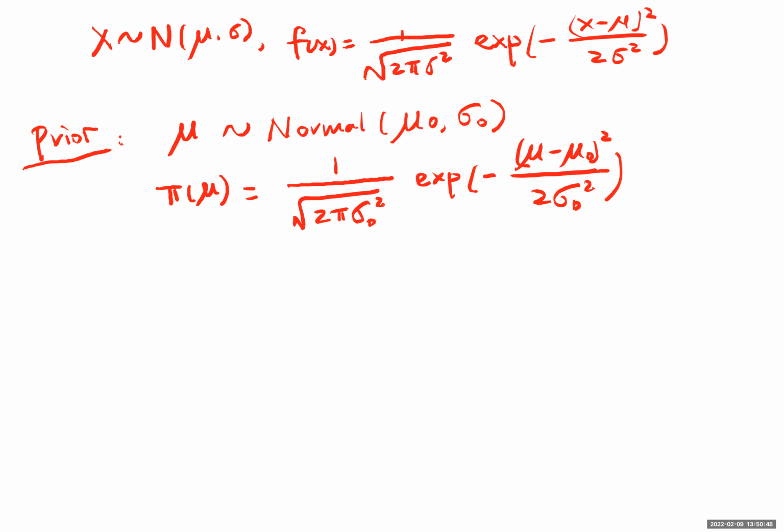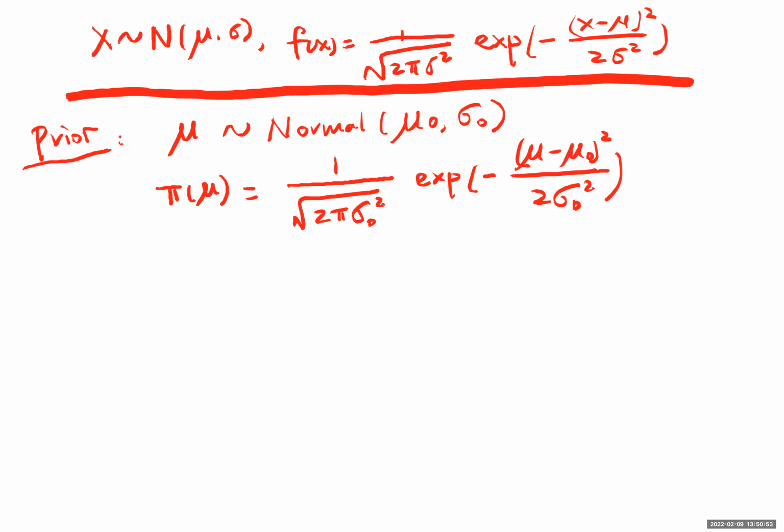If I look at my generic result, if x follows a normal, my f(x) is all this complicated term. In my prior, we're assuming that mu follows a normal with mean mu zero and standard deviation sigma zero. So everything is about mu, and mu is the unknown. So mu is in this place, and mu zero and sigma zero just come into the places that they belong.